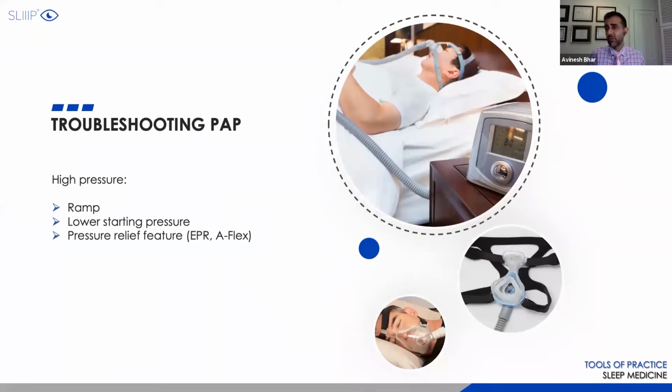So high pressures, why do they occur? They don't occur as much now because we're using the auto-titrating machine, but at times as the machine pressure goes up and down, sometimes they may wake up when it's at its higher or even highest level. And that alarms patients because they say, whoa, I fell asleep at 4 and now it's up at 11 and I'm waking up and the pressure's high.